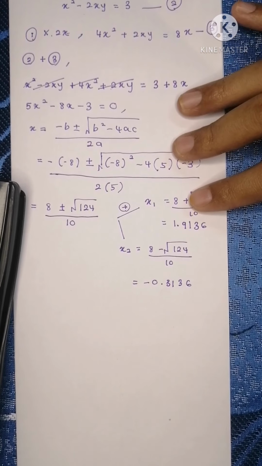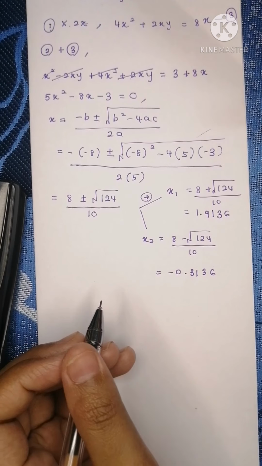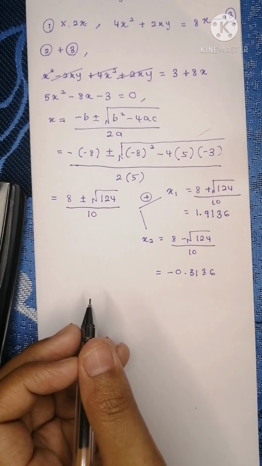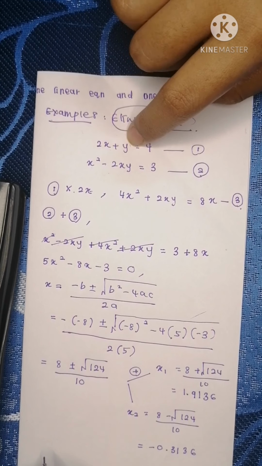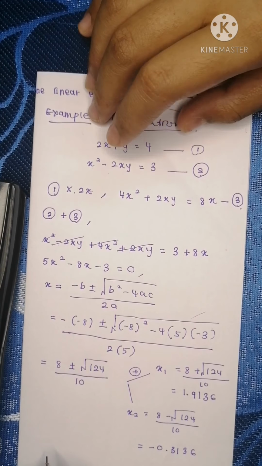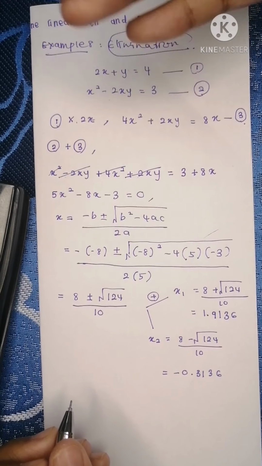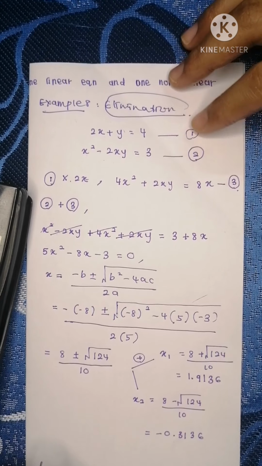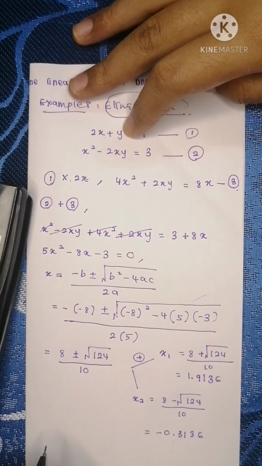Now we're done with this one. We already got the values of the unknown x1 and x2, so we need to find y. So which equation should we take? We take equation 1, which is this one. From equation 1 we will get the value of y. It's up to you to choose equation 2 or equation 1. I choose equation 1 because it's much easier to get the value of y.